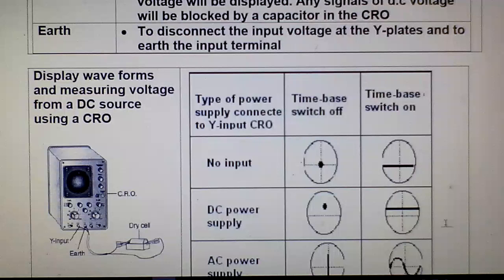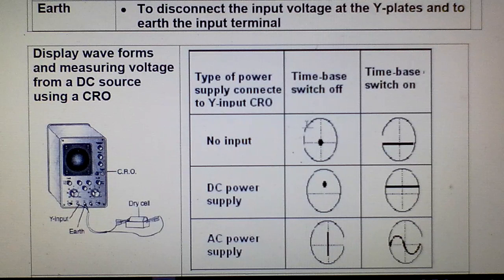Okay, now let's look at some situations. What happens to the spot when you turn on the time base or turn off the time base? Okay, so the type of Y input to the CRO. If there is no input, you can see no deflection of the cathode ray, so it will form a spot at the center of the screen.